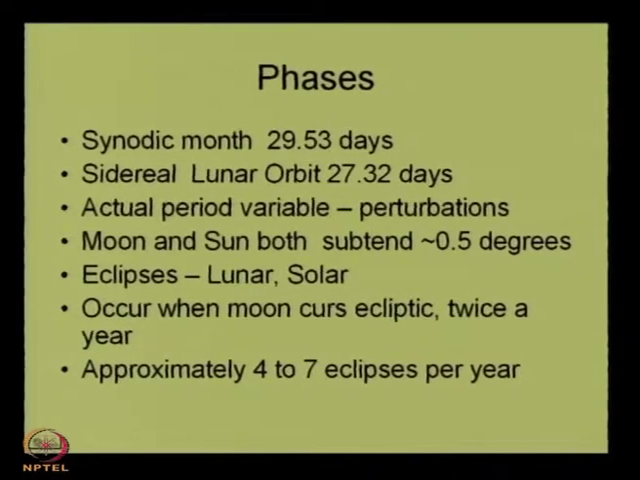Now, you could naively think that you would have an eclipse twice every month, right. The moon goes around the earth in a month, in a synodic month, and once you would have a solar eclipse, once you would have a lunar eclipse. But that is not true, because the plane of the orbit of the moon is inclined, right.